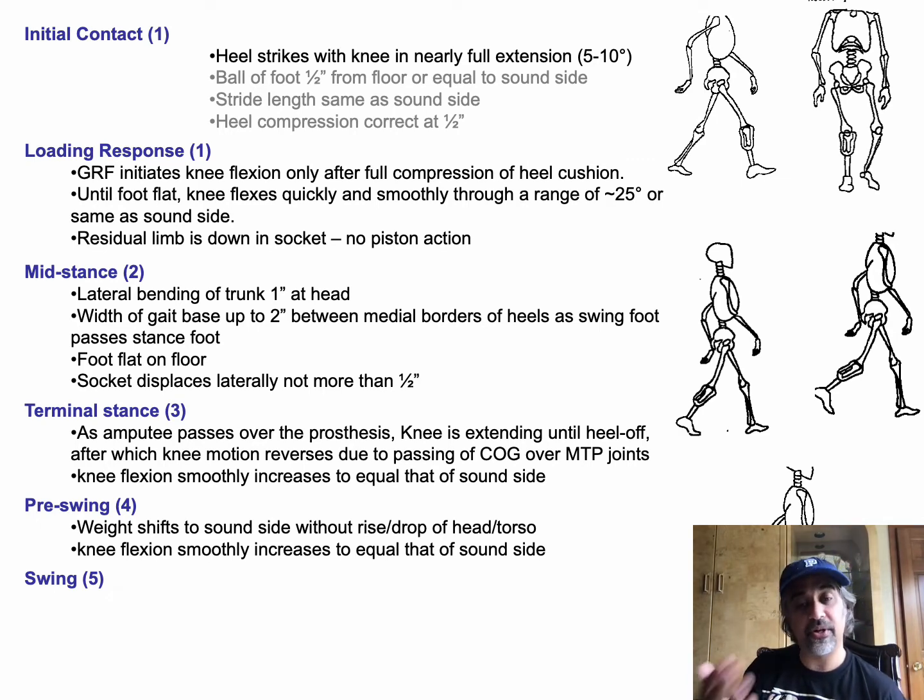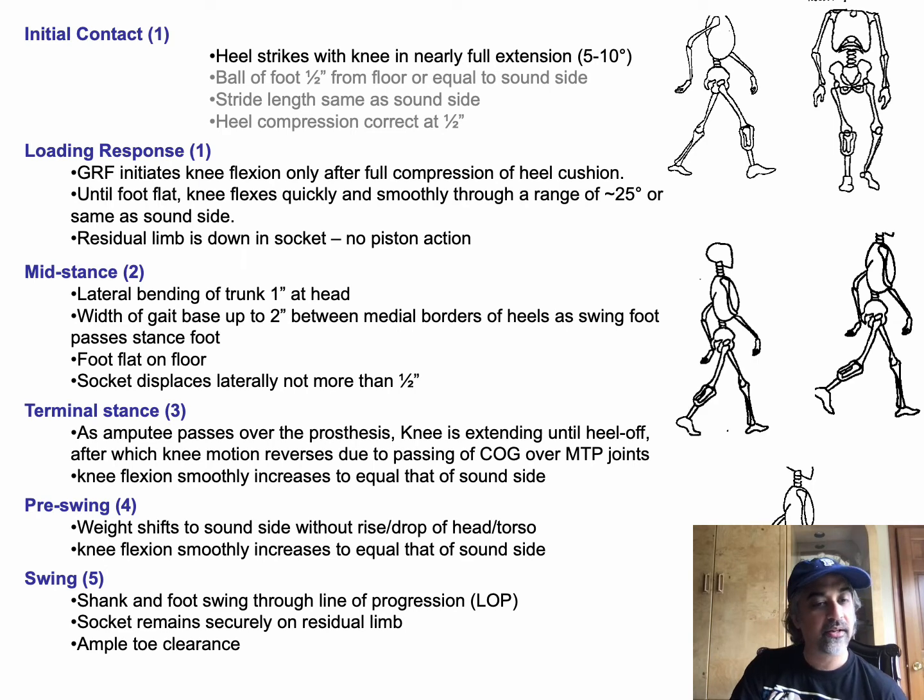During pre-swing, which is when initial contact occurs on the other side, the weight is shifting to the sound side without rise or drop of the head or torso, and knee flexion smoothly increases to equal that of the sound side. And then during swing, the socket remains securely on the residual limb. There's no pistoning. The shank and the foot swing through the line of progression, and there's ample toe clearance.